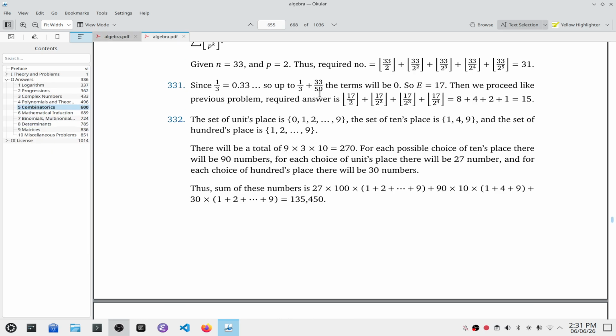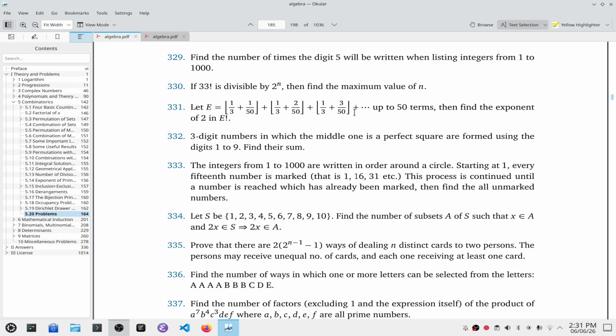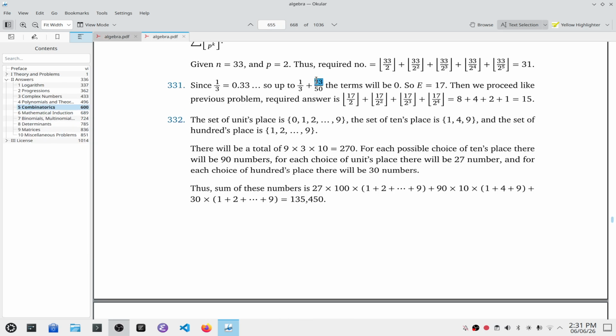Give me a moment. Yeah, all right. So after 34 you need to count it. 34 by 50 and 1 by 3 will be greater than 1, so that will become 1.